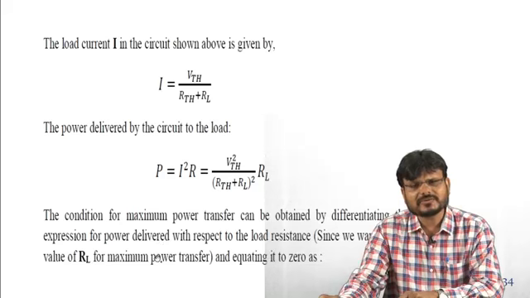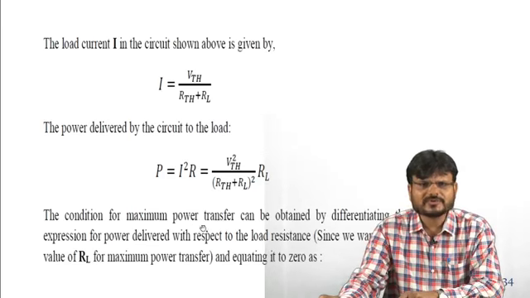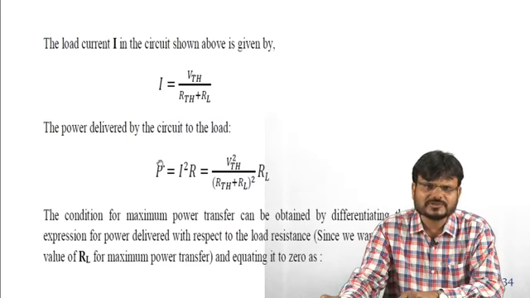Now you have to find the condition at which maximum power is transferred. The condition for the maximum power transfer can be obtained by differentiating the above expression for power delivered with respect to the load resistance, since we want to find the value of load resistance for the maximum power, and equating it to 0. So you just differentiate this P with respect to RL.